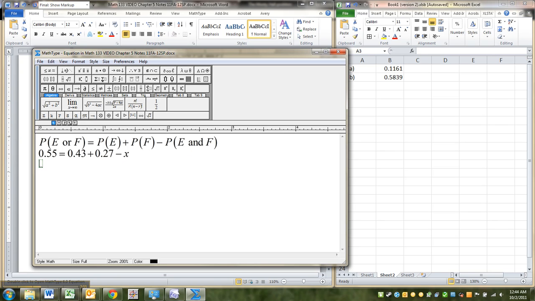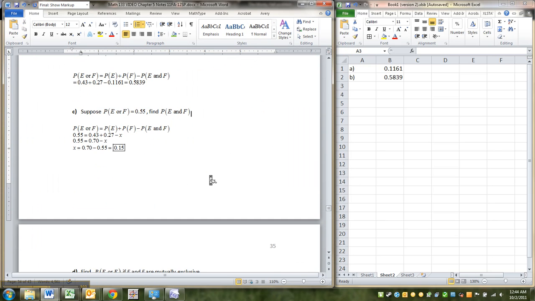Cool? Okay, so let's think. We need to know 0.55 equals 0.70 minus X, right? And then using some algebra, you can add the X to the other side and bring the 0.55 over, which makes it 0.15. That's the answer. I'm doing it in my head. Of course, you could use Excel. 43 and 27 makes 70. Subtract away the 55, and you've got 15, and away you go. There's your answer for that one.